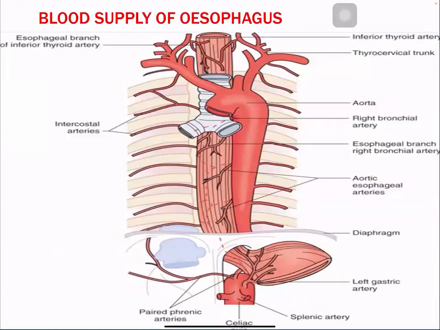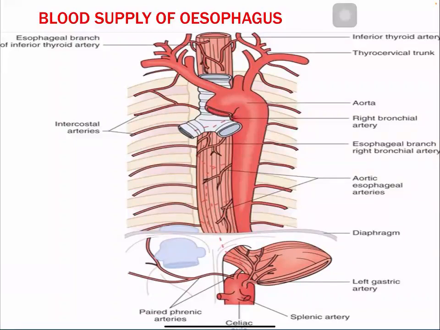The blood supply to the esophagus. The esophagus is divided into thirds. The upper third is supplied by the esophageal branches of the inferior thyroid artery, which is a branch of the thyrocervical trunk that originates from the subclavian artery. The middle third is supplied from aortic esophageal arteries, branches from the descending aorta. In the lower third, the esophagus is supplied by ascending branches from the left gastric artery.